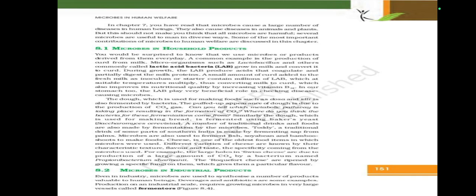8.2 Microbes in industrial products. Even in industry, microbes are used to synthesize a number of products valuable to human beings. Beverages and antibiotics are some examples. Production on an industrial scale requires growing microbes in very large vessels called fermenters. Figure 8.4.